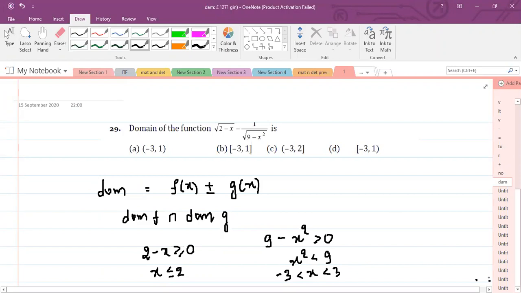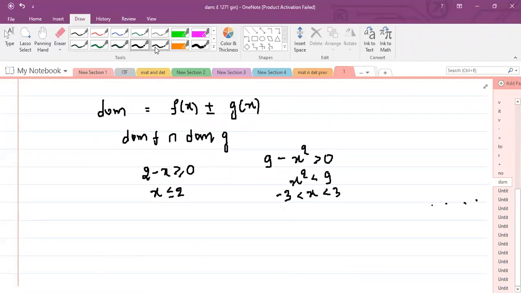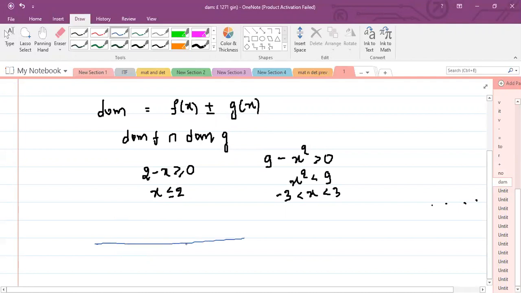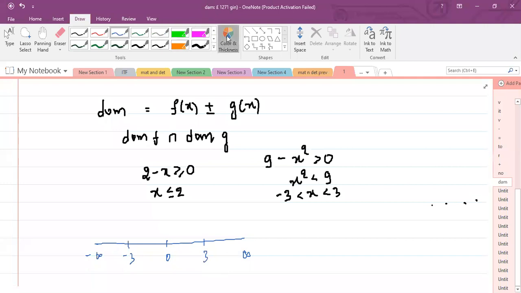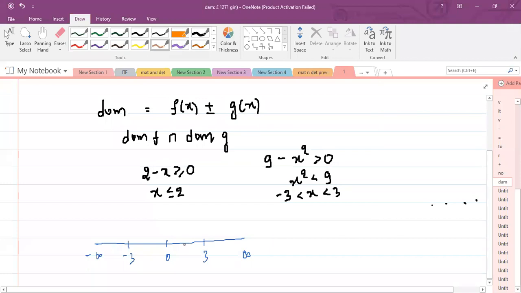Now let me consider the intersection of these two. Whenever you have an intersection of two functions, it is better to go for a real line system. In this real line you have 0 here, minus infinity here, plus infinity here, and you need minus 3 and plus 3. For the first one, x should be less than or equal to 2, and you need 2 also.